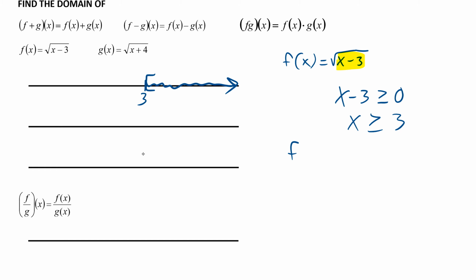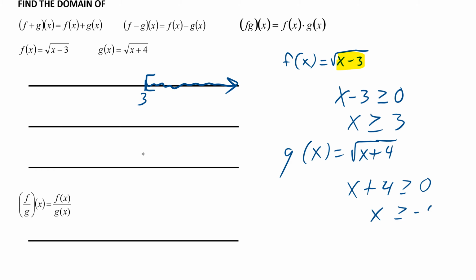So when we add each of these, so that's not f now, that's g. We now look at g of x. When we add, subtract, multiply, or divide these, we're doing an and statement. We're trying to see where are the points that we can plug into both of them. So same idea, x plus 4 must be greater than or equal to 0. So x must be greater than or equal to negative 4. So that would be over here. And it's greater than. So we're looking for the intersection of both.